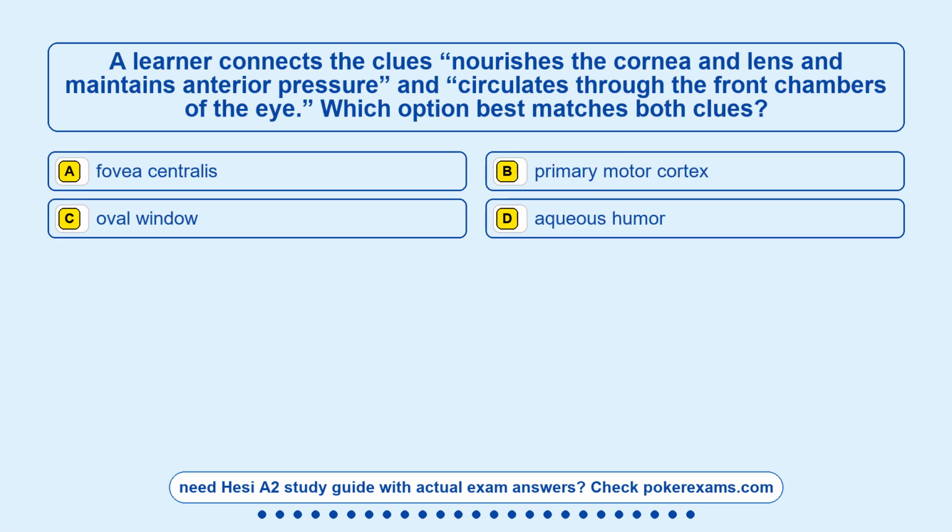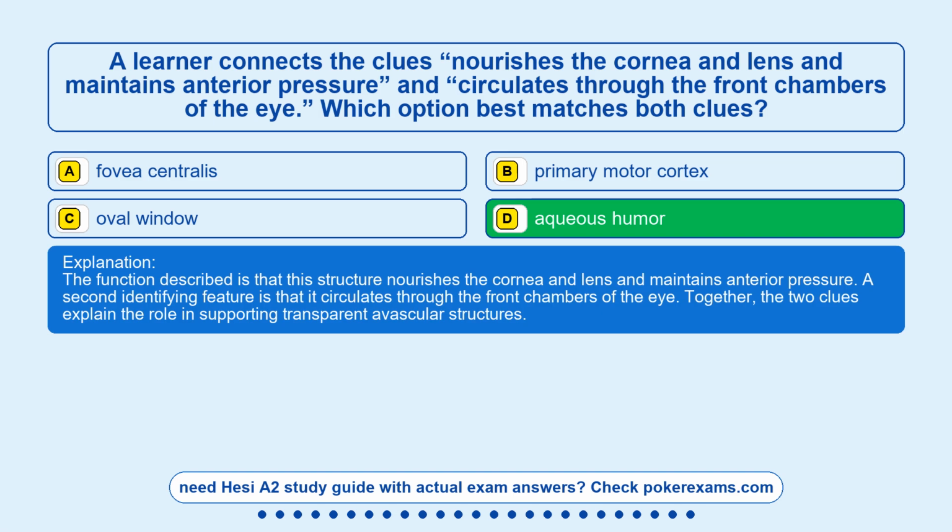Question 15. A learner connects the clues: nourishes the cornea and lens and maintains anterior pressure, and circulates through the front chambers of the eye. Which option best matches both clues? Option A, fovea centralis. Option B, primary motor cortex. Option C, oval window. Option D, aqueous humor. The correct answer is option D, aqueous humor.